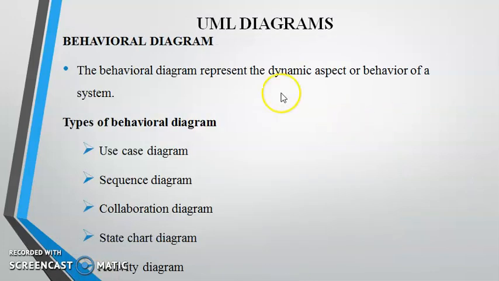Second part of UML diagram is behavioral diagram. It represents the dynamic view or behavior of a system. And various diagrams which come under behavioral diagram are: first one is use case diagram, second one is sequence diagram, third one is collaboration diagram, fourth one is state chart diagram, and last one is activity diagram.